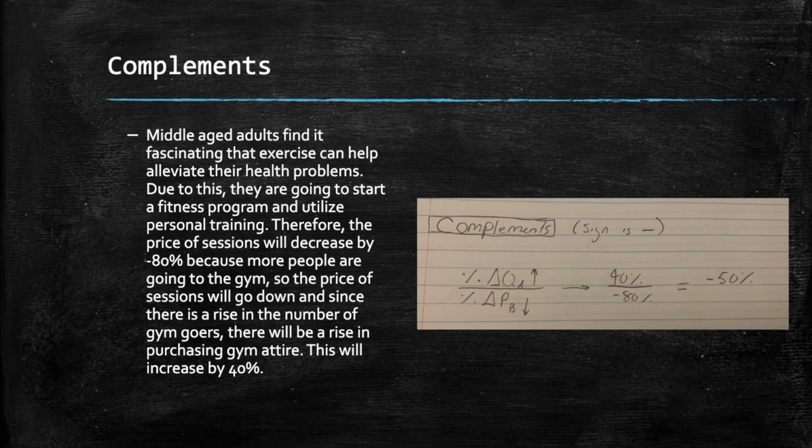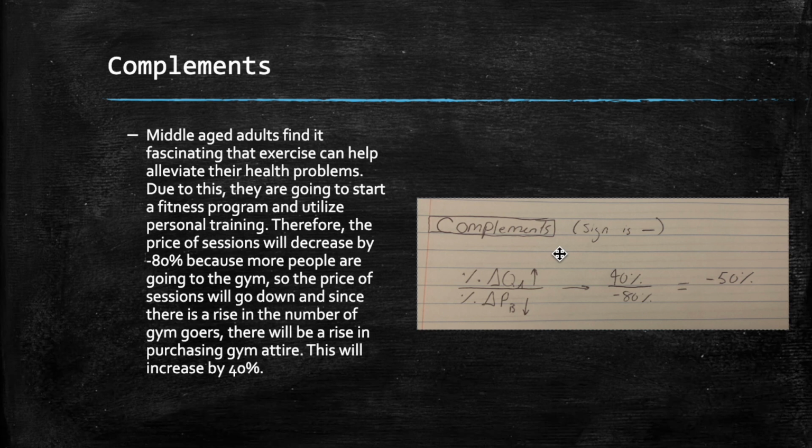So, right, we have gym attire. That complements fitness training, because when you're going to the gym, you have to wear proper attire in order to be comfortable and do your exercises. So that's how the clothing aspect complements fitness training. So let's look at the computation for that. So complements, once you get your final answer and you have a negative number, the negative sign is always going to refer to a complement.